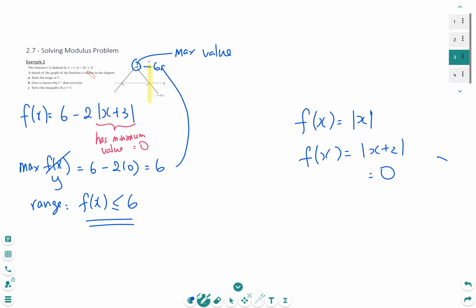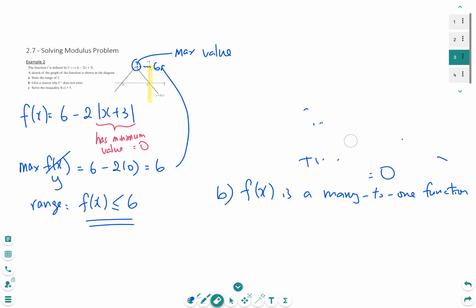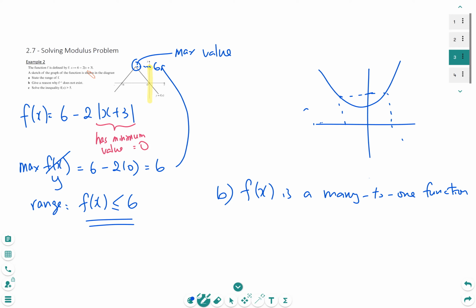Part B, give a reason why the inverse of f does not exist. Now, from this graph, we can tell f of x is a many to one function. If you forget what a many to one function is, think of a quadratic, like a U shape. It is called a many to one function because many x, many means more than one, give the same value of y. Same with this one. When x is minus 6 and 0, it gives y equals 0. This value will give the same thing. So many x to one y value, that's a many to one function.